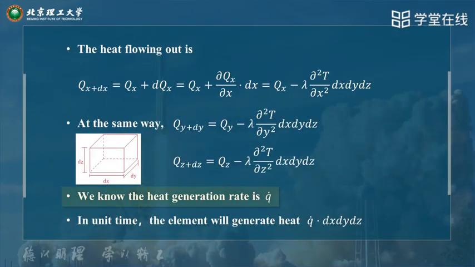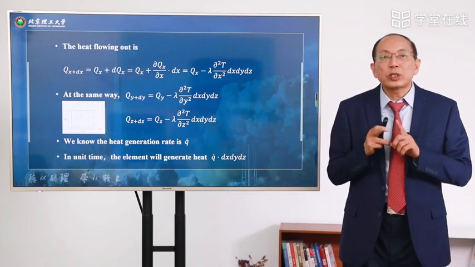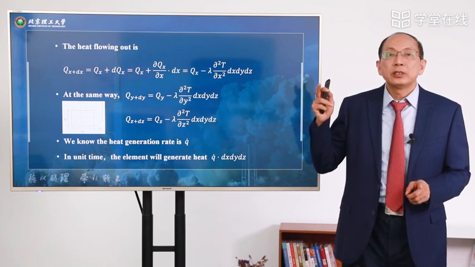We know the heat generation rate is Q point. Also, in unit time, the element will generate the heat Q point times dx dy dz, because dx dy dz is the volume of the element.